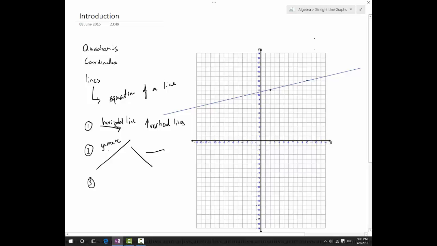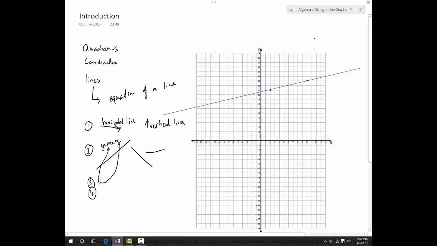Then in lesson 3 we'll talk about this value m and this value c in more detail. I think that's lesson 3 and 4. And then lesson 5 we'll plot different types of graphs, because not all graphs come in straight lines. But that's the end of this lesson.